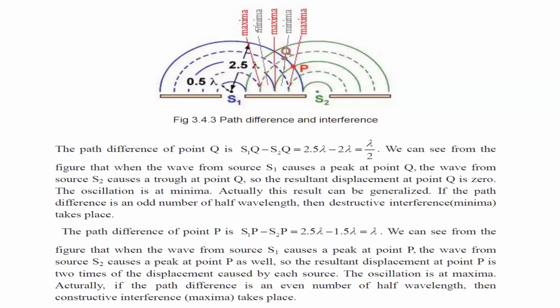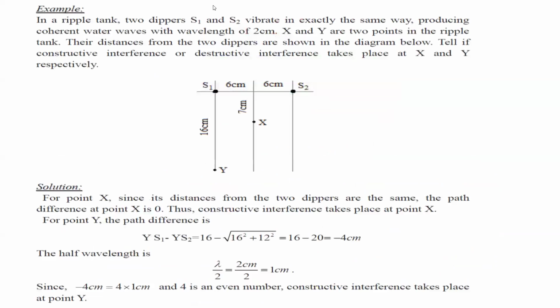This is just a word example to identify. Like you have two sources in a ripple tank, two dippers S1 and S2, vibrating exactly in the same way to produce a wave. The distances are given. The question is whether there is constructive or destructive interference at position X and Y. The wavelength is 2 centimeter. So first we'll find the distance from S1 to X and the distance from S2 to X. What is this distance?